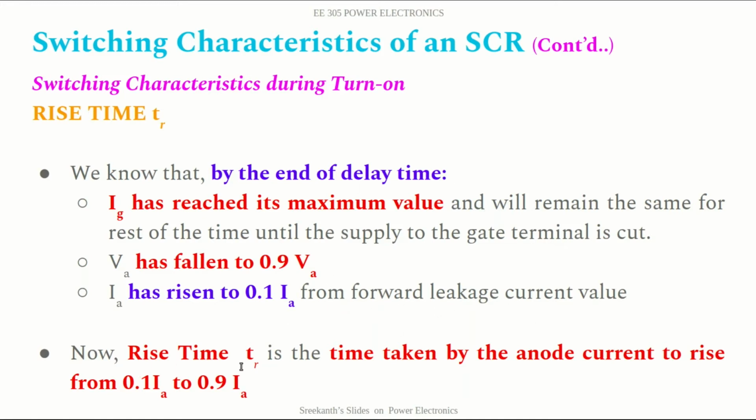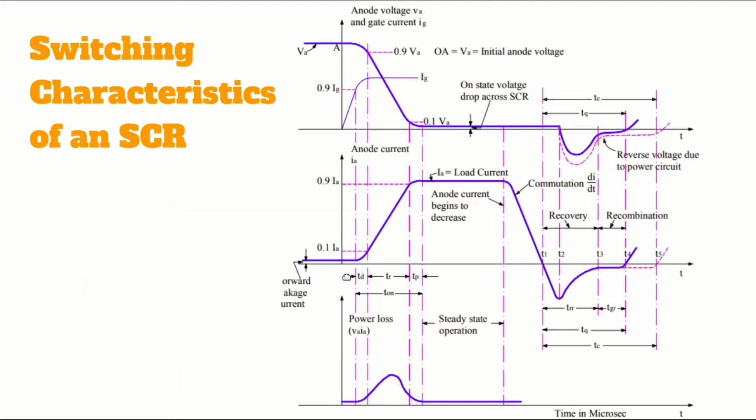Now rise time TR is the time taken by the anode current to rise from 0.1 IA to 0.9 IA. That is, it is from this point to this point. This was 0.1 IA, the time taken for the anode current to rise from 0.1 IA to 0.9 IA. This time is known as rise time.